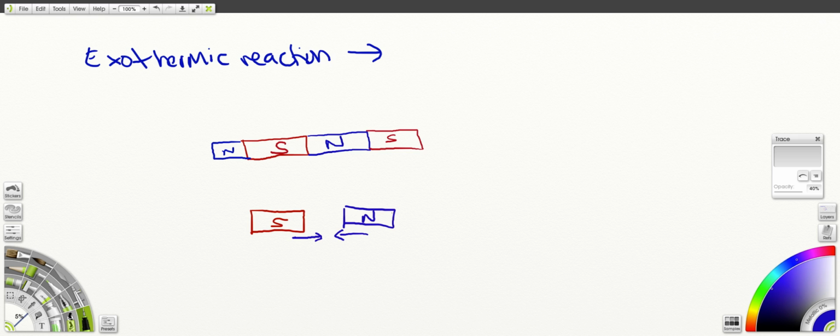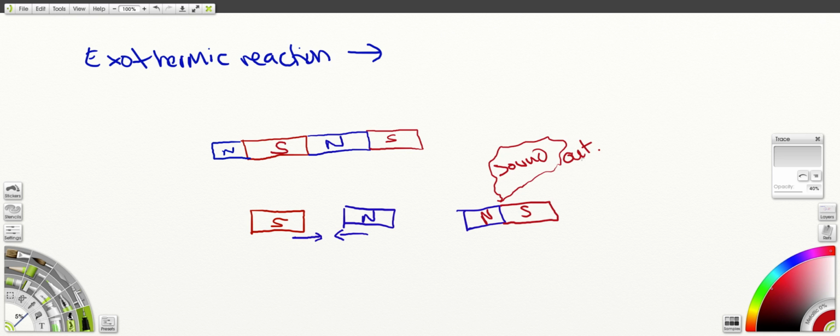Now the way I demonstrate this in my class is, I let these two magnets go and they end up joining together. But what you'll hear is, once they actually join together, you'll hear a sound being released. Now sound is a type of energy. So once they join together, sound energy is released. So if you think about it, sound energy is out. Now this is an analogy, okay, just to help you understand.